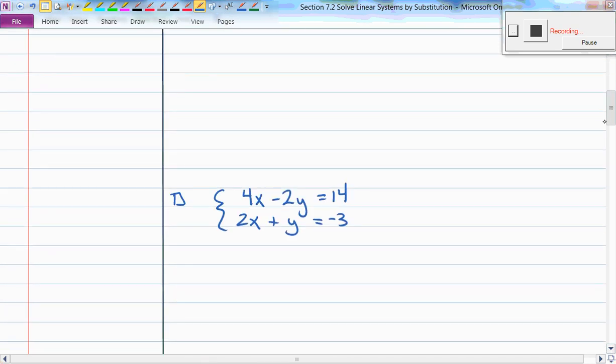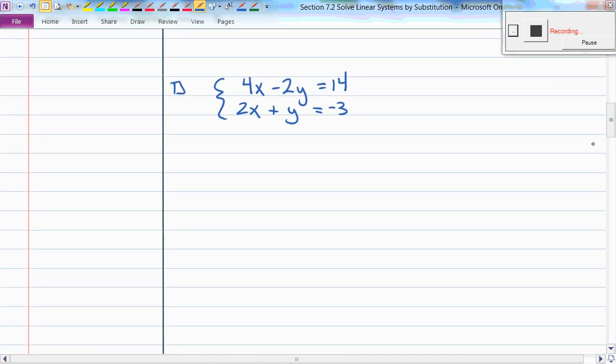Let's try another one together. Alright, I've got 4x minus 2y is equal to 14. That's equation number 1. And equation number 2 says 2x plus y is equal to negative 3. Well, I can see that in equation number 2, I can easily solve this for y. So I can say y is equal to negative 2x minus 3. So if y is equal to negative 2x minus 3, I'm going to substitute it right back into the first equation right there.